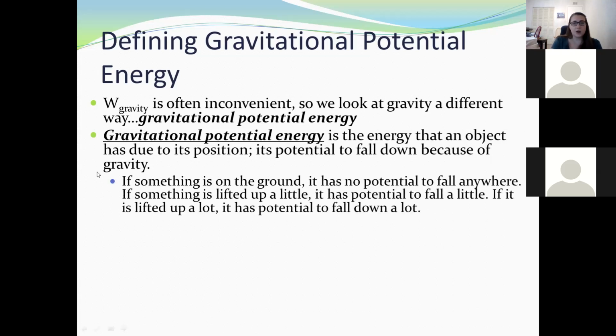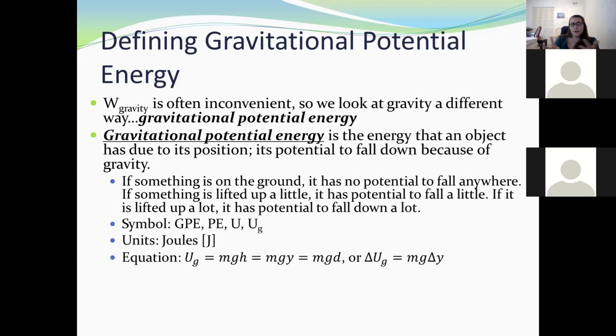So if something is on the ground, then it has no potential to fall anywhere, and so its gravitational potential energy would be 0 if the ground is your 0 point. If you lift something up a little bit, it has the potential to fall down a little bit. And if you lift something up a lot, it has the potential to fall down a lot. So the higher you lift something up, the more potential it has to fall, and the more gravitational potential energy it will possess.